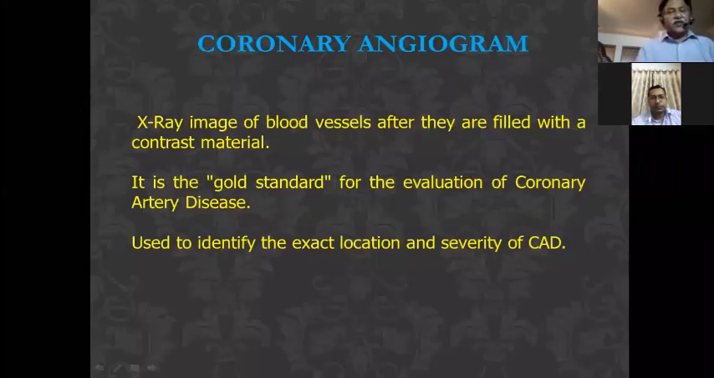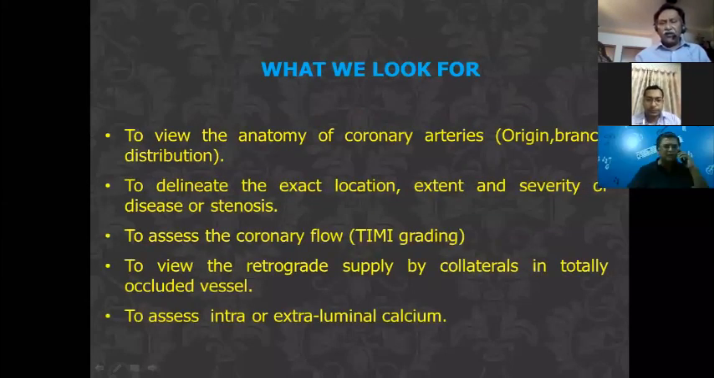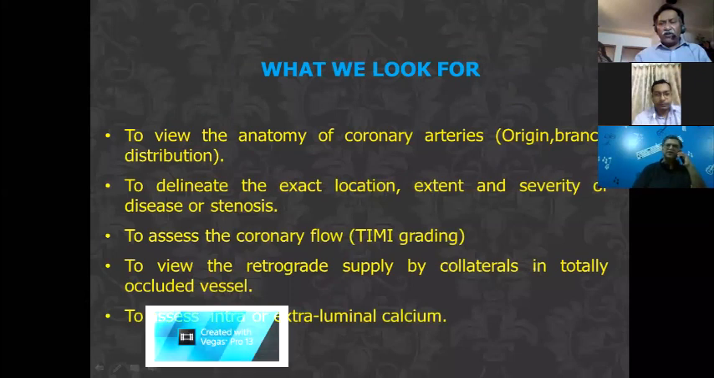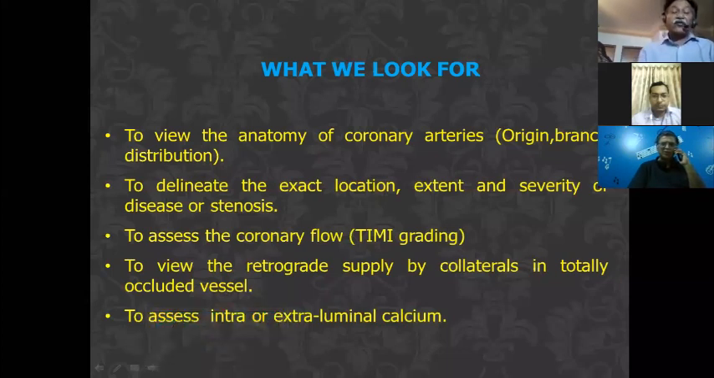What is it? It's the X-ray image of blood vessels after they are filled with contrast material. It's the gold standard to evaluate coronary artery diseases and usually identifies the exact location and severity of coronary artery disease. What do we usually see? We look for the origin, its branch, its distribution, and also to identify the exact location, extent, and severity of the disease or stenosis. We also assess the TIMI flow and also need to view the retrograde supply by the collaterals in a totally occluded contralateral vessel.